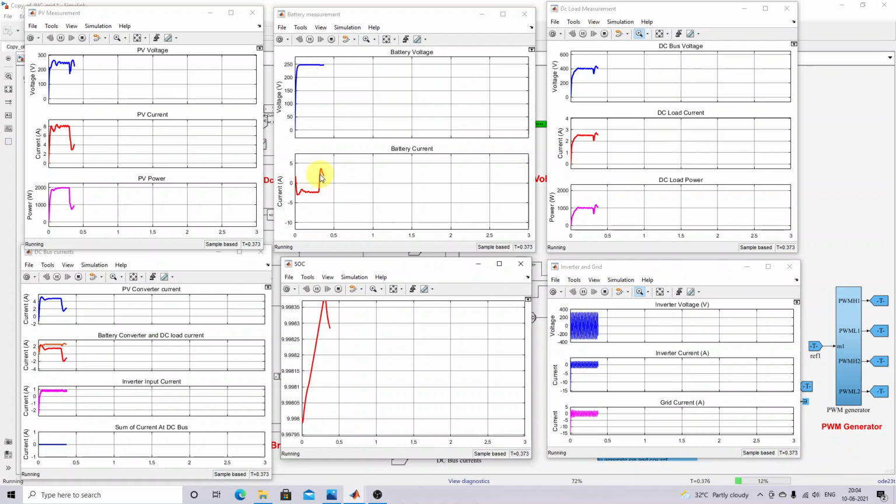Now the battery balances the power to the DC load as well as the grid along with the PV power. Here you can see that the battery goes to discharging mode. PV power is reduced because of the reduction in irradiation. At the same time you can see that the bus voltage is maintained at 400. The DC load receives the power and the grid also receives the power.